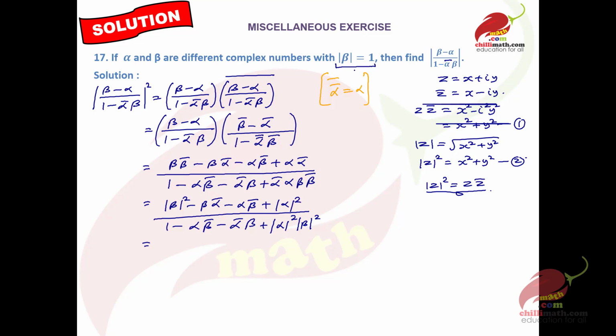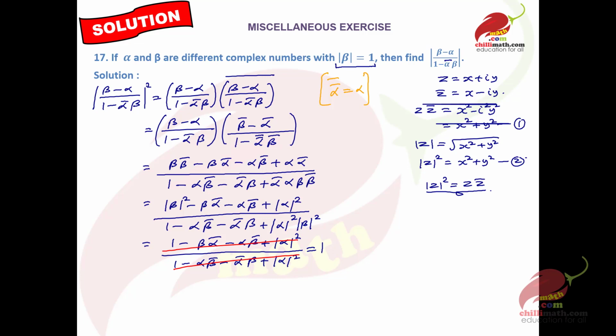We are given modulus of beta is 1. So modulus of beta square will also be 1. So modulus of beta square is 1 minus beta into alpha conjugate minus alpha into beta conjugate plus alpha conjugate's modulus square over 1 minus alpha into beta conjugate minus alpha conjugate into beta plus modulus of alpha square. Again modulus of beta is 1, so its square is also 1. You can see this numerator and denominator are same, so can we cancel these? So we get equal to 1.